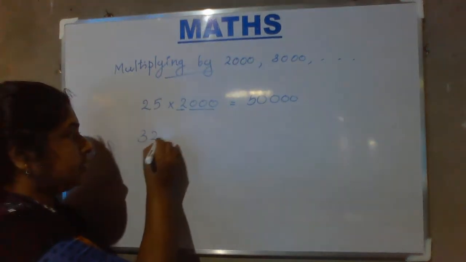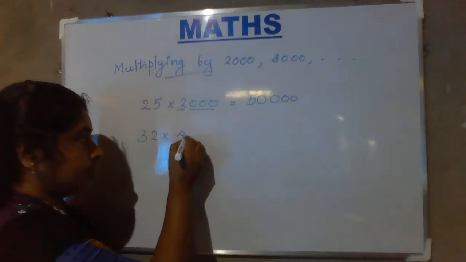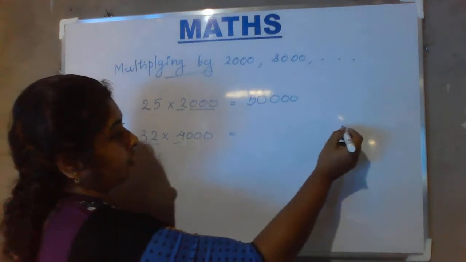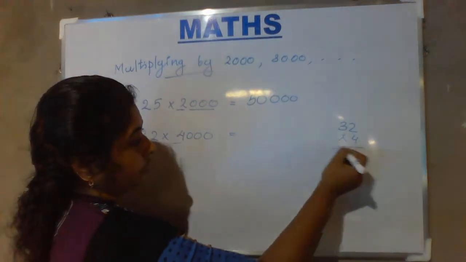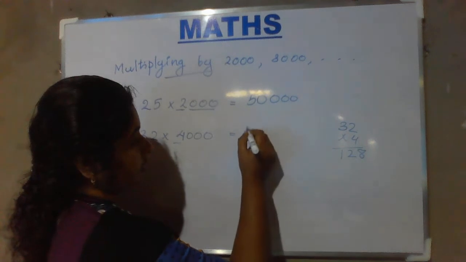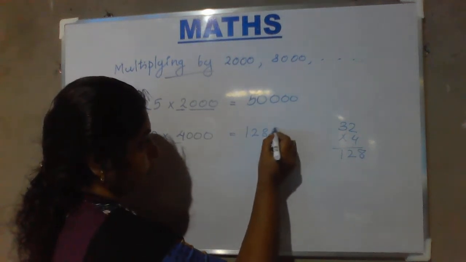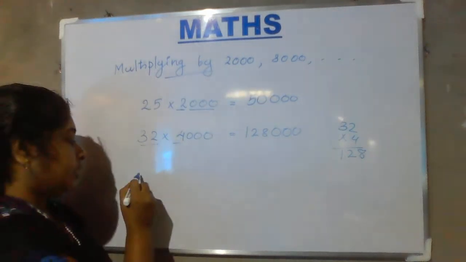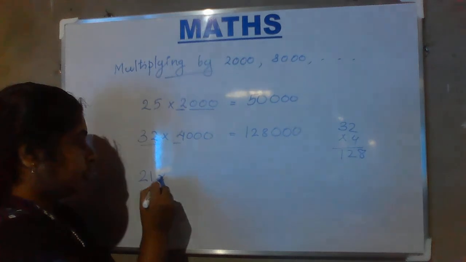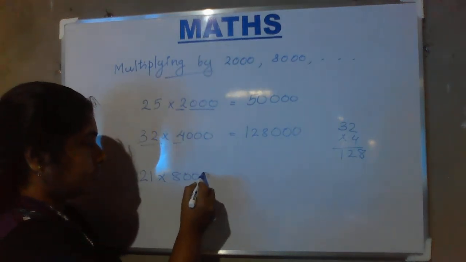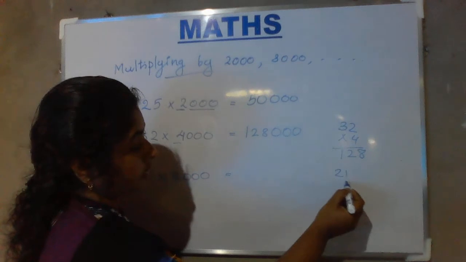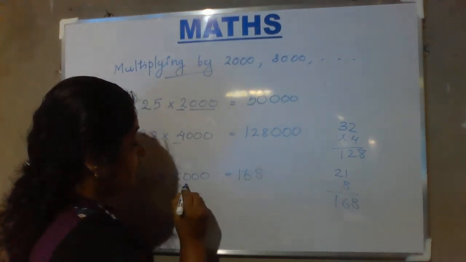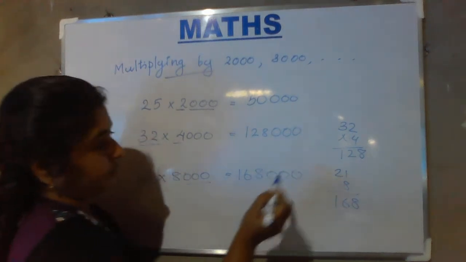Then what is 32 into 4000? First we multiply 32 and 4. Then 32 into 4 is 4 2s are 8, 4 3s are 12, 128. Then after, put 3 zeros to the right of their product. Understand? Then 21 into 8000. First we multiply this 21 by 8. Then 1 8 is 8, 8 2s are 16, 168. Then after, put 3 zeros.